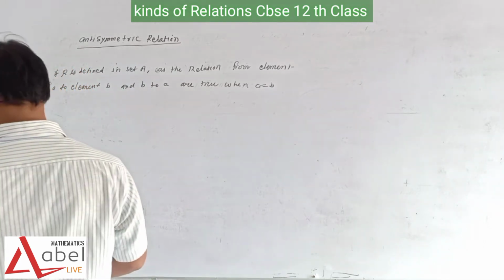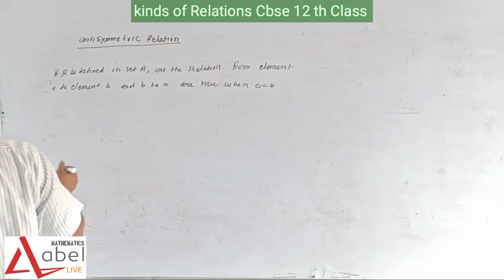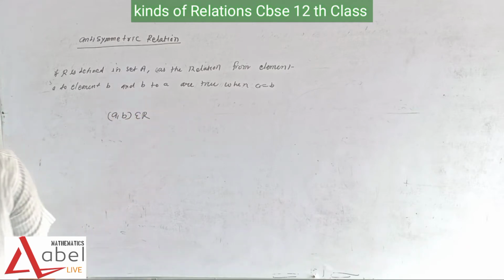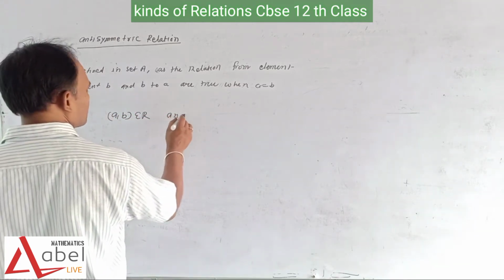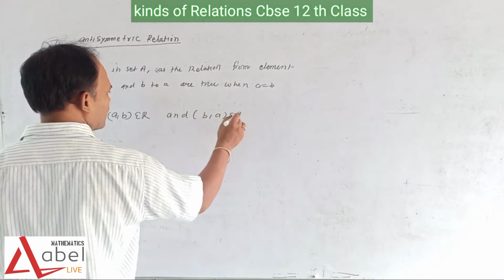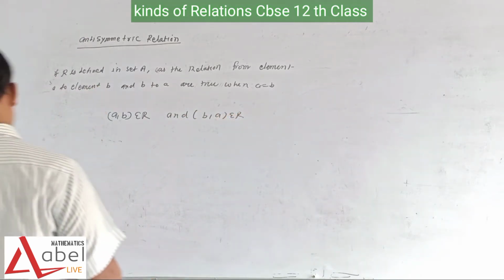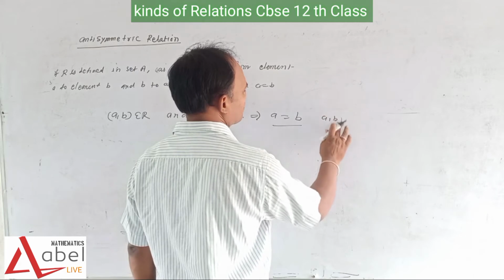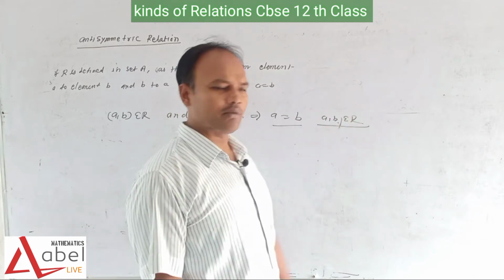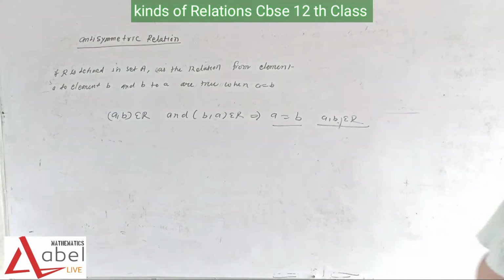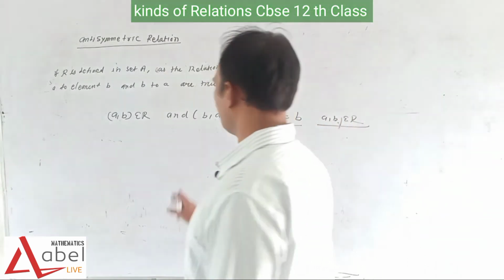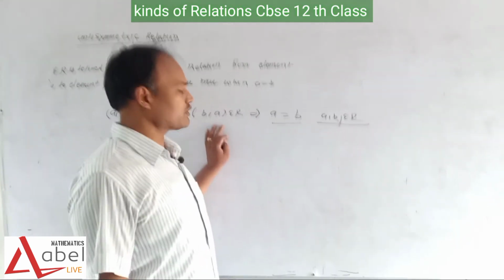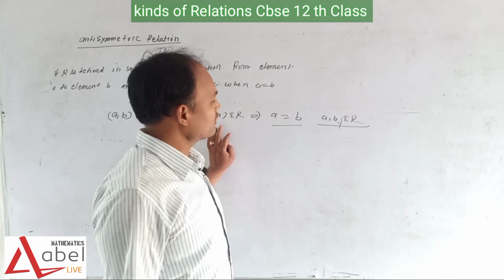Mathematically, what is the introduction of this? We can say that if (A, B) belongs to R, and (B, A) belongs to R, if and only if A equals B. So when we are talking about the anti-symmetric relation, if (A, B) belongs to R is possible, then (B, A) belongs to R. It is possible if and only if A equals B.